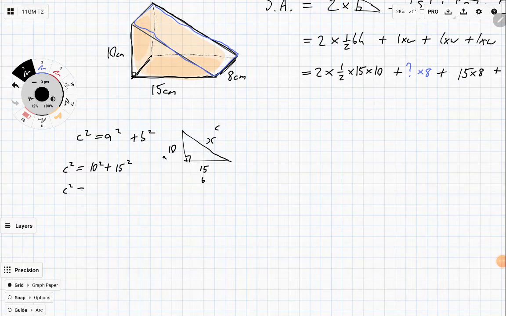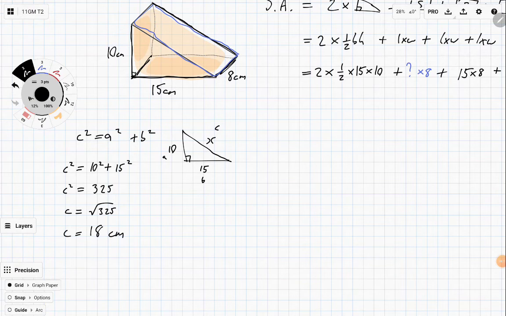C squared is equal to 325. C is equal to the square root of 325, which is equal to, and we get that the hypotenuse is 18.027, which we round to 18.0, which I'm just going to round to 18 centimeters. Just in this particular case, I'm going to go to the nearest centimeter.